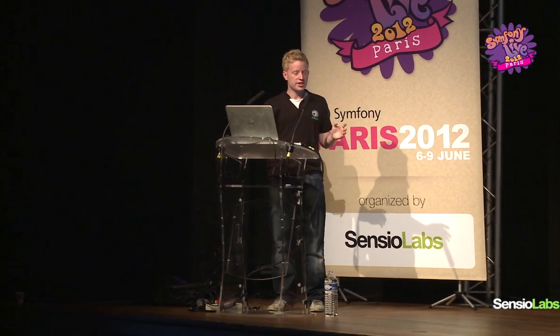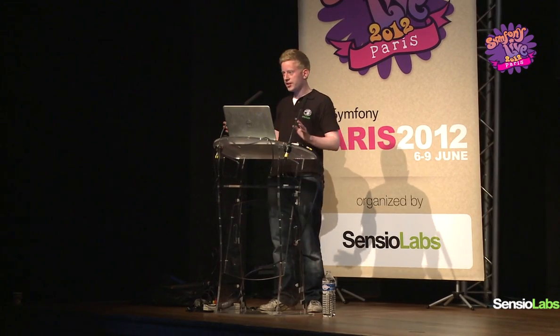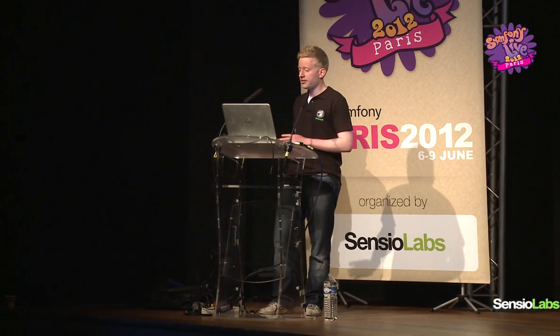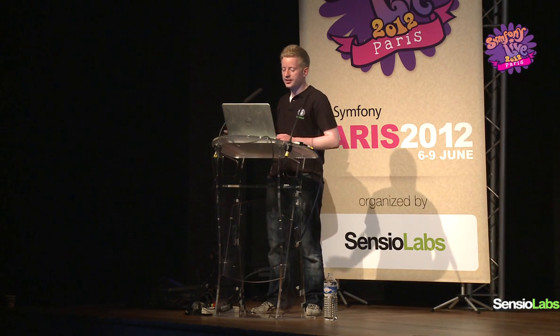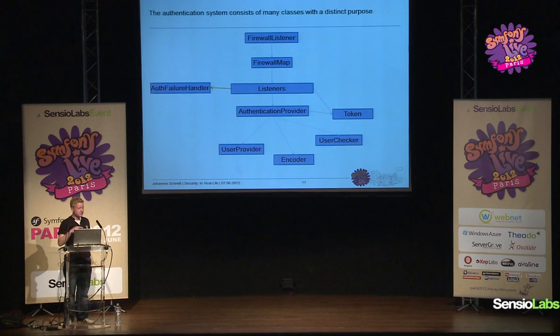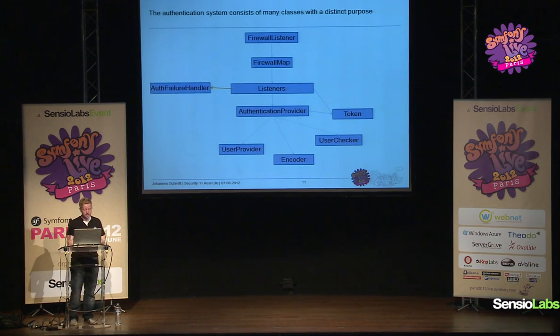But that's also optional. Then, during the process, if the authentication provider for some reason decides, hey, I don't like that token, I can't let that go through, then it throws an exception. What happens then is we go to the authentication failure handler, which transforms that exception into a response that can be displayed to the user.